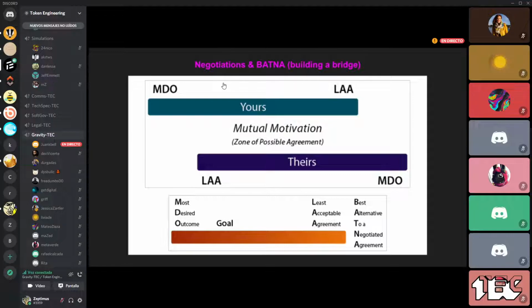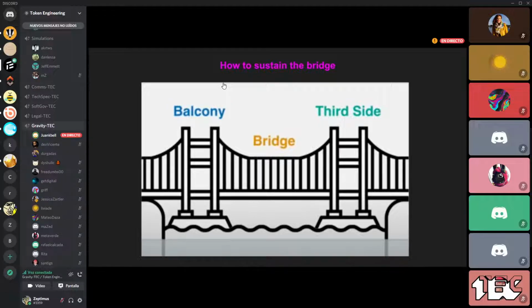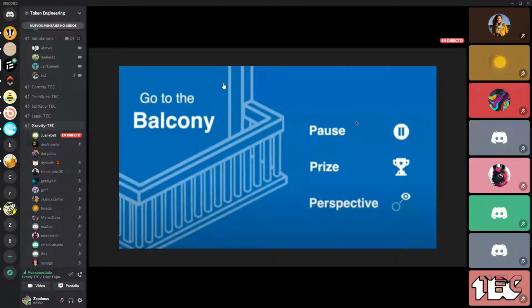And what do we mean when we say the balcony? The balcony is a state of mind. Going to the balcony is when you're distressed and you don't know how to solve this conflict. Sometimes you just need a pause. Sometimes if we are having a conflict and we don't know how to manage it and we keep arguing and arguing, we are not favoring the conflict resolution. Instead, we are favoring the discussion and maybe an antagonist position.